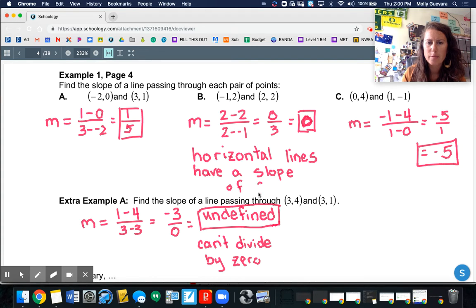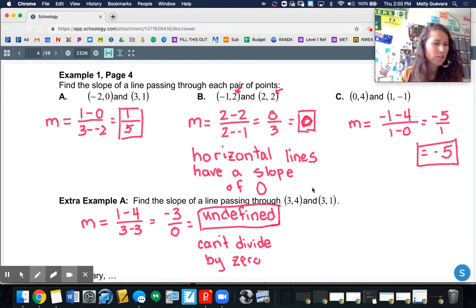So anytime you get 0 on the top of that fraction and you get 0 as your slope, that is a horizontal line, no matter what. In this case, it's a horizontal line that passes through 2, and I know that because that's the common number that's on both. And then for C, you should have gotten -5, so double check that.